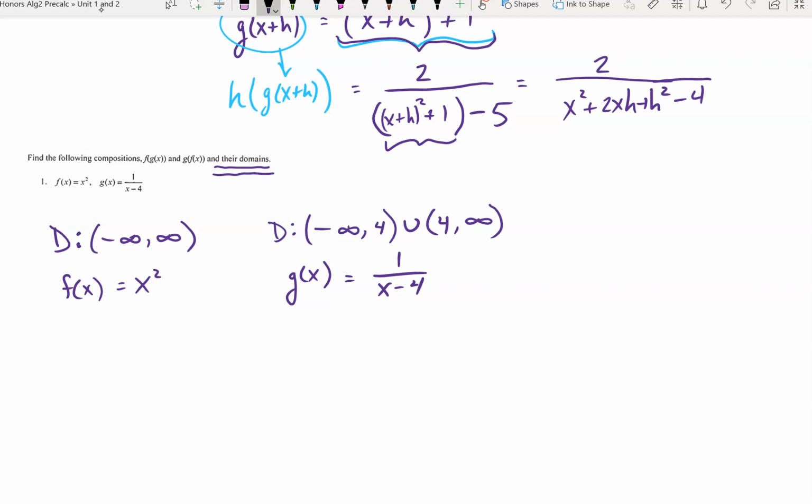Okay, so let's look at the composition. So f of g of x, the composition there is going to look like something squared, so 1 over x minus 4. Everything will get squared. And it still is going to be important here that your x value not be 4. Okay? See that right there? You still do not want to have division by 0.